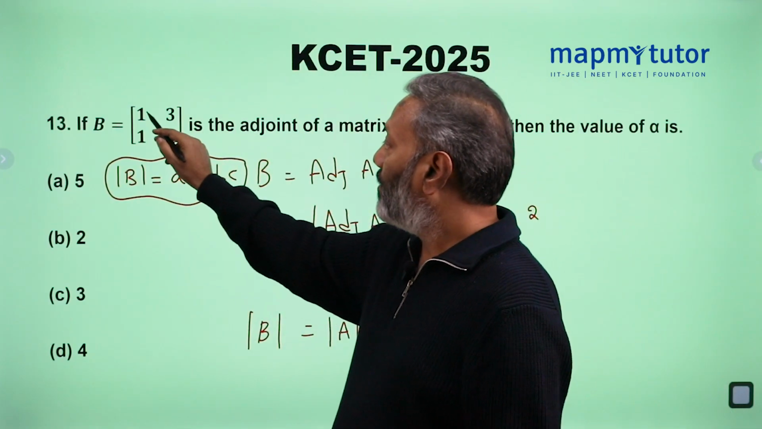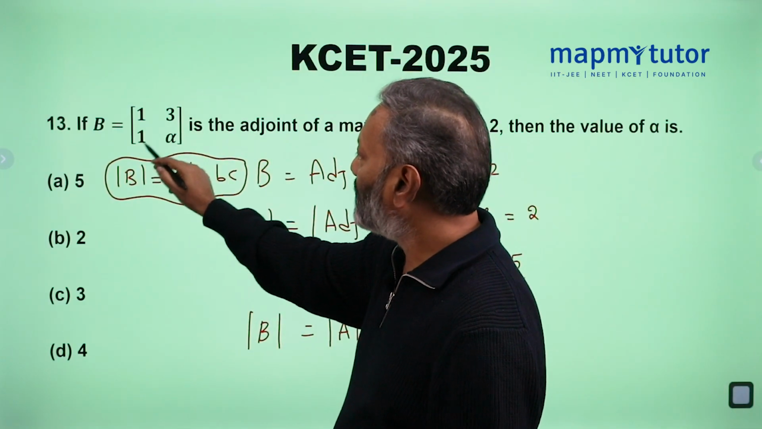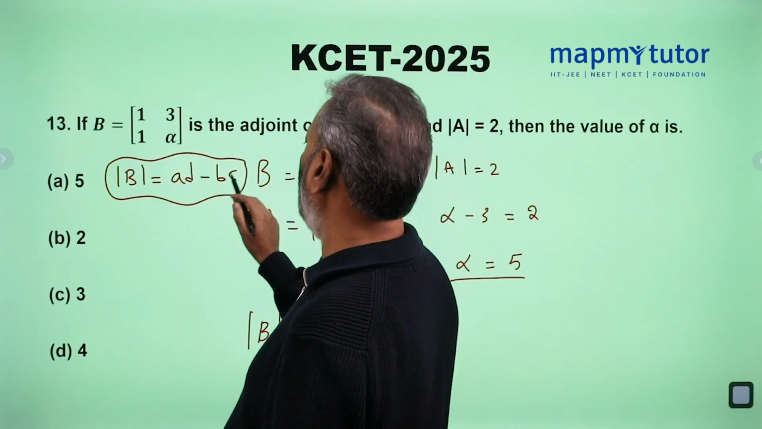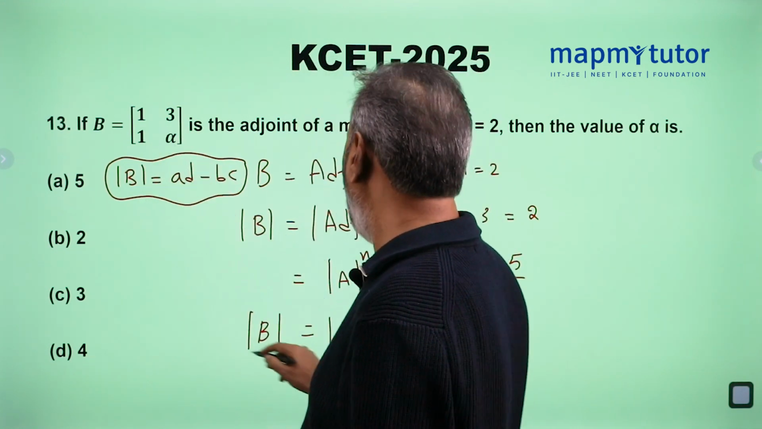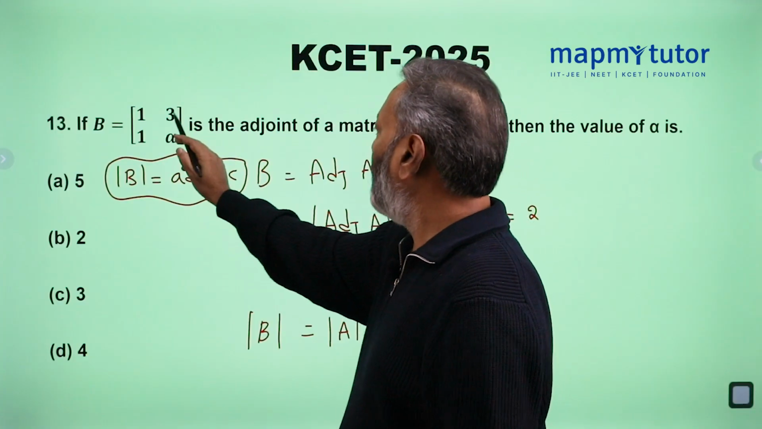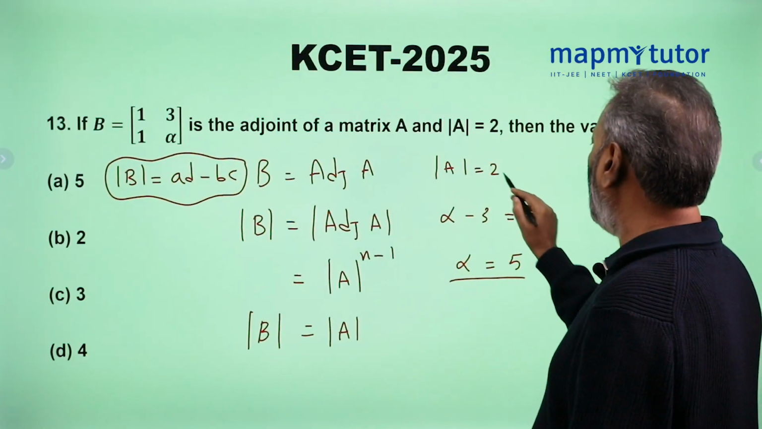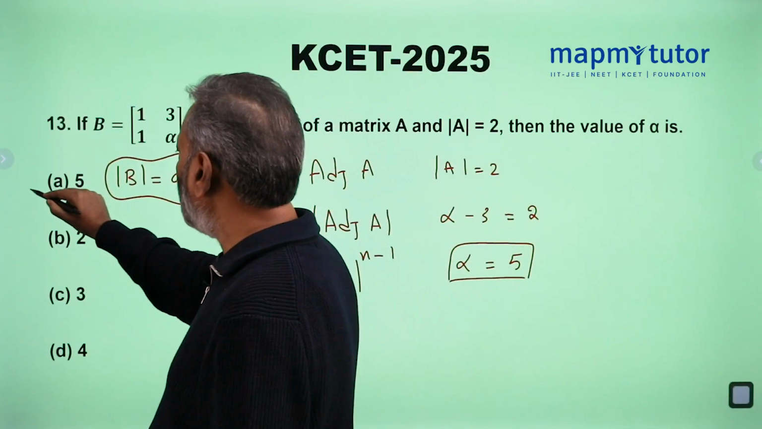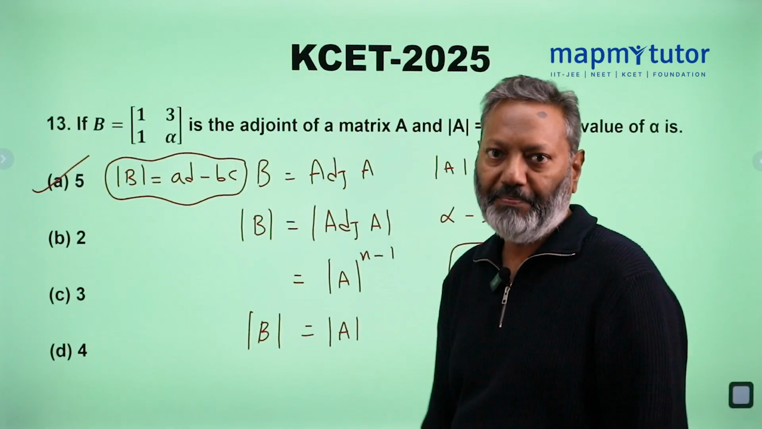AD means what? Product of the diagonal elements minus product of the non-diagonal elements. So, det B is equal to AD minus BC. AD means 1 into alpha, that is alpha, minus 1 into 3, that is 3, equal to det A, which is 2, and hence alpha equal to 5. So, option A is correct. Okay.